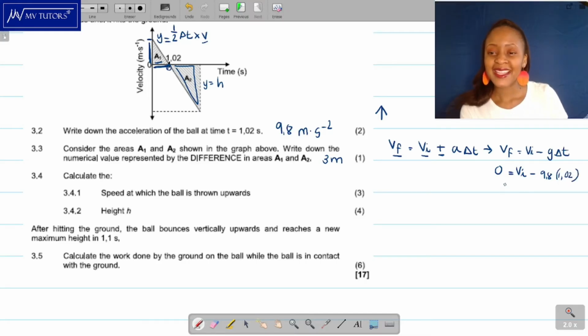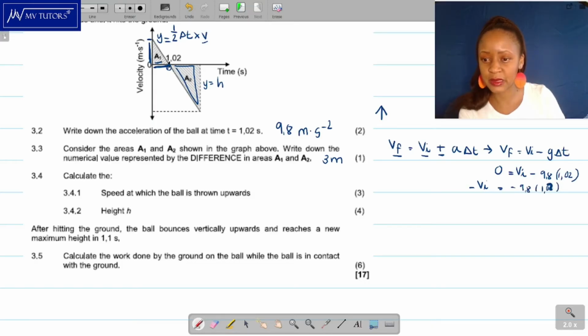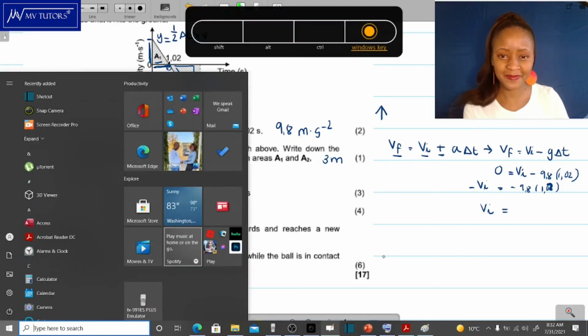We're choosing initial velocity as being taken up, so this will be positive. Now if I take initial velocity to that side, it's going to be negative, and we're left with negative 9.8 times 1,02.